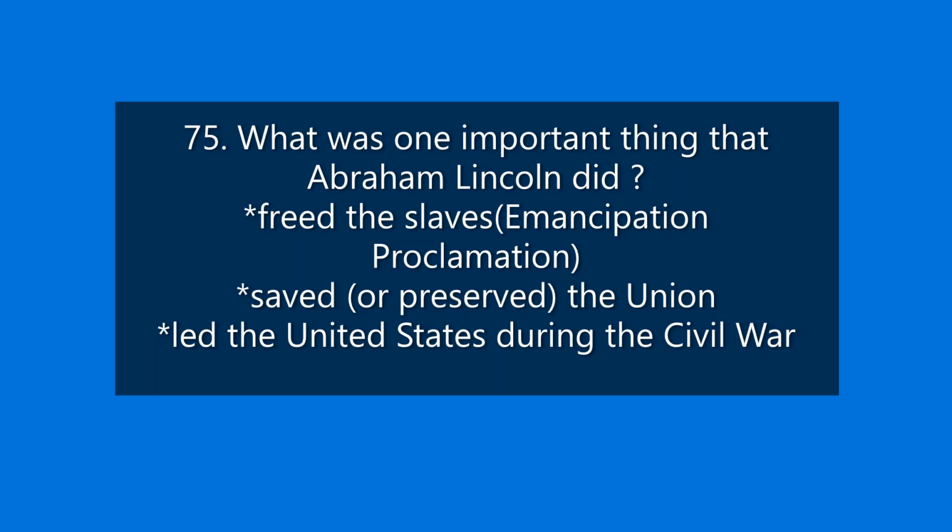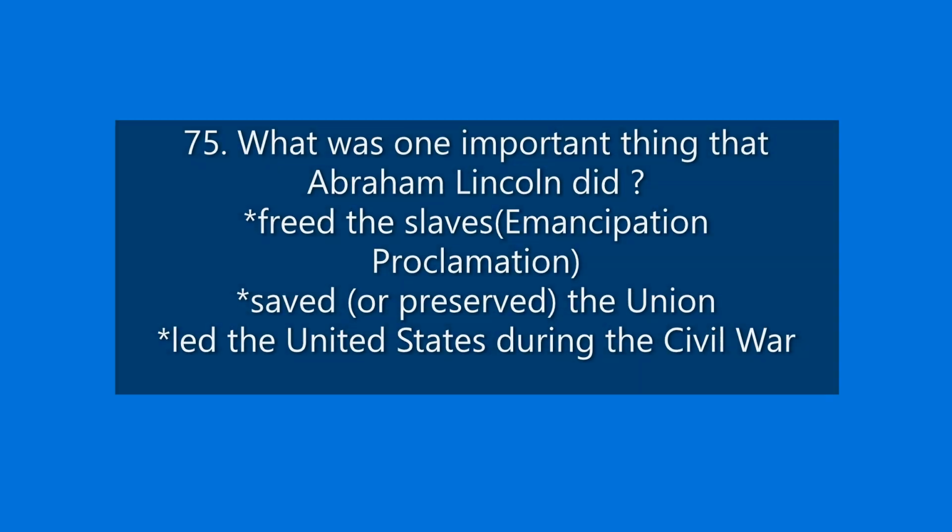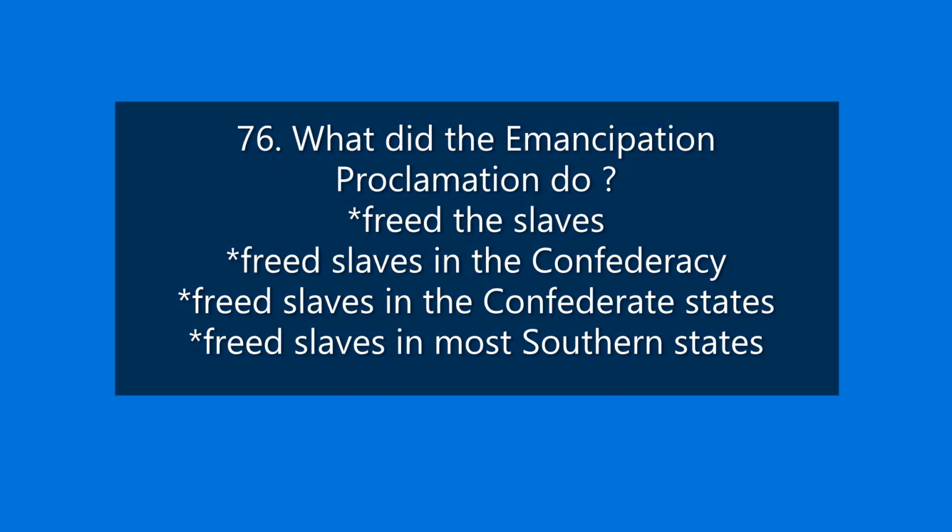Number 75. What was one important thing that Abraham Lincoln did? The answer: one important thing that Abraham Lincoln did was to free the slaves. Number 76. What did the Emancipation Proclamation do? The answer: the Emancipation Proclamation freed the slaves. Or you can say, the Emancipation Proclamation freed slaves in the Confederate States.